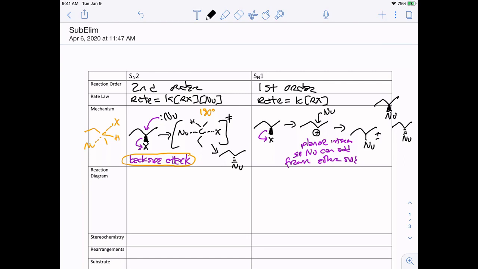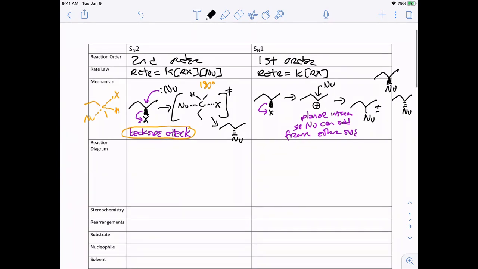So again, SN2, it's concerted. It takes place in one step. Nucleophile adds at the same time that that leaving group leaves. So I end up with an inversion of configuration. In fact, let's just write it. Inversion. And again, that's if chiral.